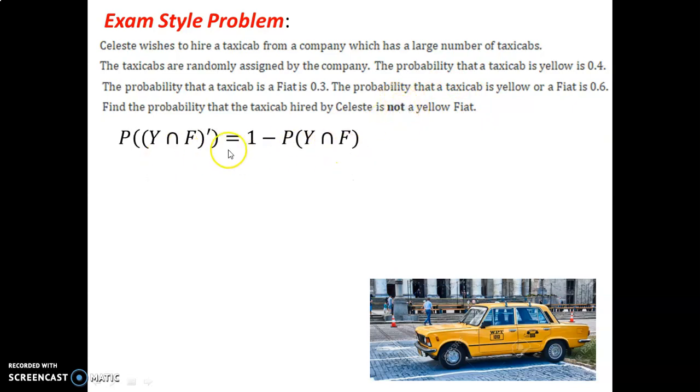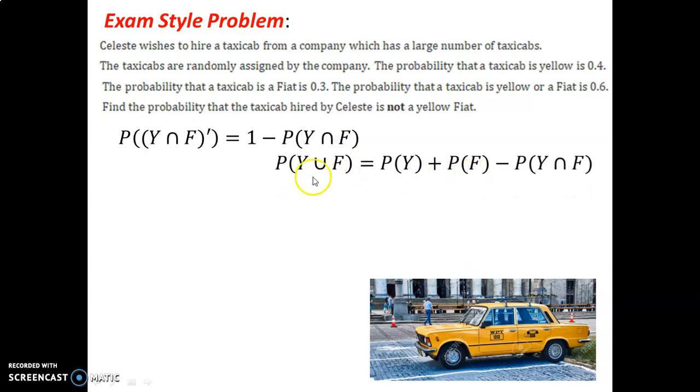So what that means is this. If we're looking for not a yellow Fiat, then we can just say 1 minus probability of getting a yellow Fiat. Because if you subtract yellow Fiats from 1, you get the not yellow Fiats. So let's begin by finding yellow Fiats.